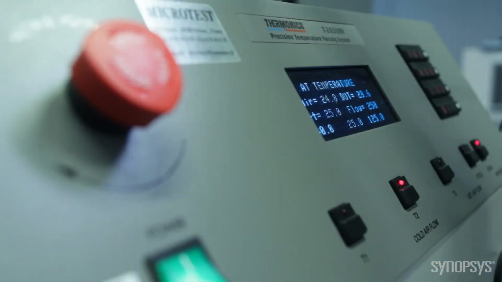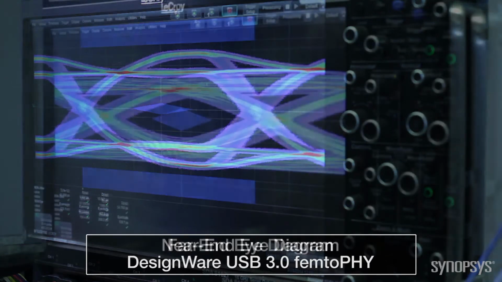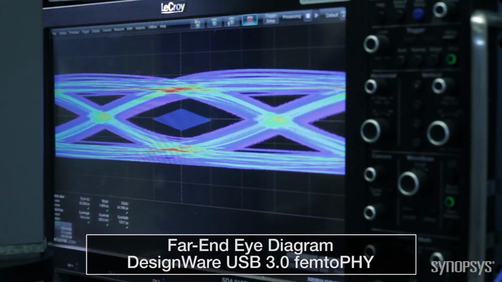Now that you understand how we test our PHYs across PVT, let's look at the eye diagram results for the USB 3.0 femtoPHY. We've set up our first test with the thermal stream temperature set to a typical 25 degrees centigrade. And you can see the results for the near-end superspeed USB eye diagram under these nominal voltage and temperature conditions. The near-end eye looks just like you would expect from a high-quality DesignWare superspeed USB PHY. However, what's important is that the far-end superspeed eye that the receiver uses for decoding, shown here, shows excellent margin relative to the minimum eye mask specification.